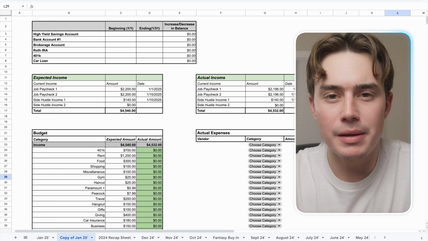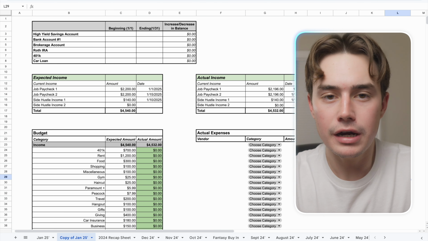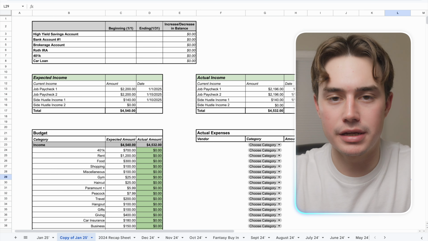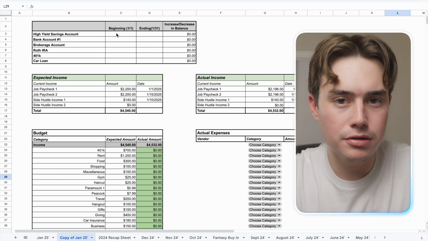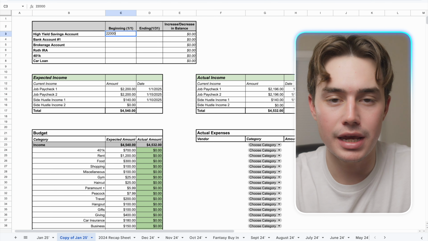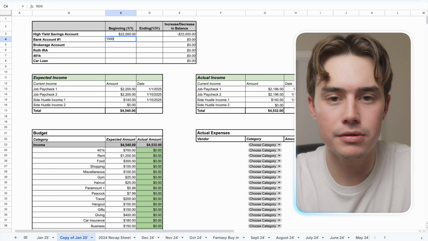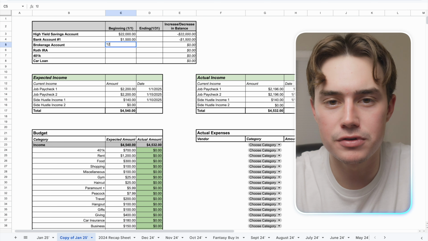So the first step of my process is to figure out my financial starting point, or in other words, figure out how much money I have across all of my accounts. So the way I do this is at the beginning of the month, I open up all of my bank accounts and my investment accounts and note down the beginning balance of each account in the gray box in the upper left corner of the sheet.